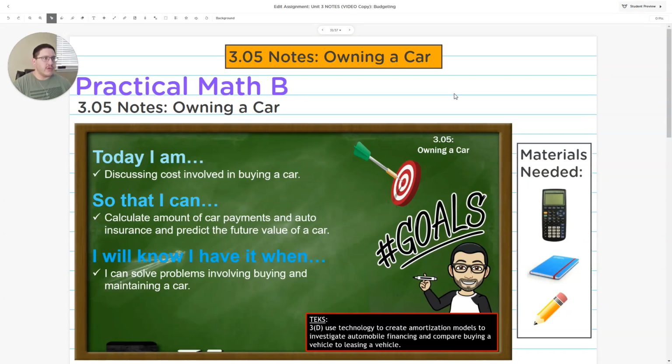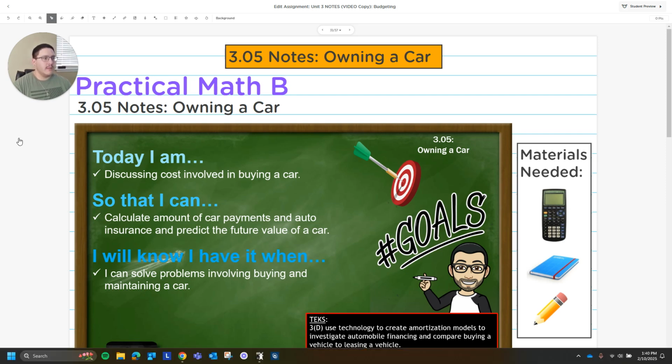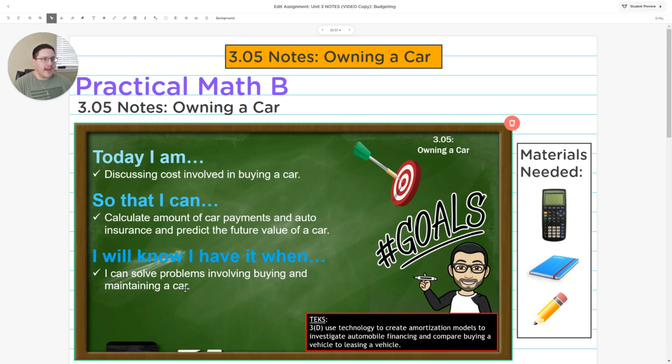This is section 3.05 of the Unit 3 notes, owning a car. Today I am, as in you're the student, discussing costs involved in buying a car so that I can calculate the amount of car payments and auto insurance and predict the future value of a car. I will know I have it when I can solve problems involving buying and maintaining a car.